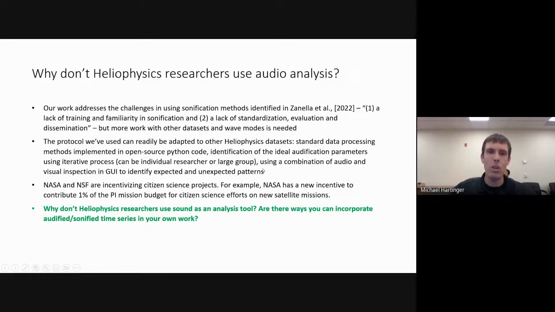And I just wanted to advertise that NASA and NSF are both encouraging citizen science these days. NASA just released a new incentive that they will contribute 1% of a PI mission budget to citizen science efforts on new satellite missions. So, if you want to use our GUI, it's there and available to adapt to any problem. There's a lot of different open questions out there on other plasma waves, not just ULF waves. So I'll close by saying, think about ways you can use sound in your own work.